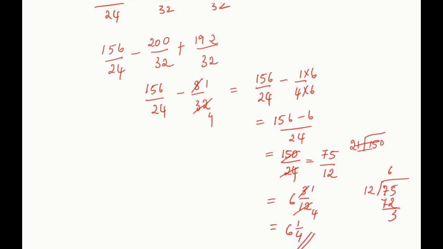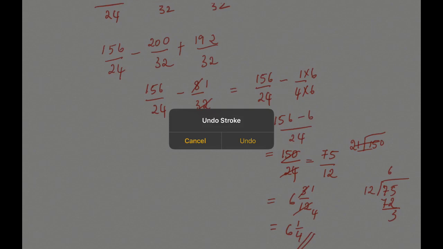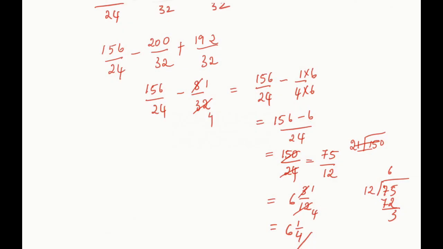You can further do it here itself. You could divide it by 3. Then you would have got it as 25 by 4. Then you can multiply it. So we're getting the answer as 6 1 by 4. Hope it's clear to all.